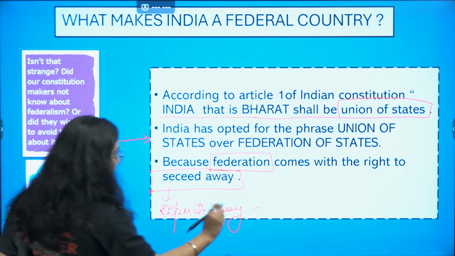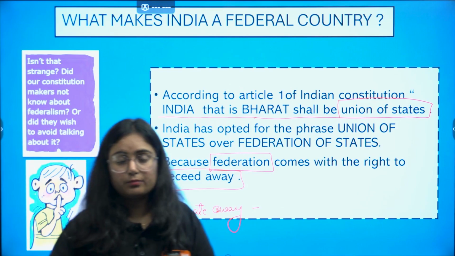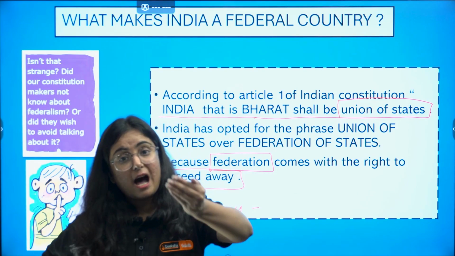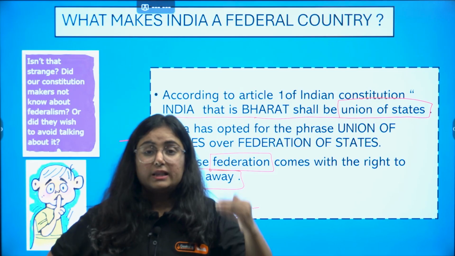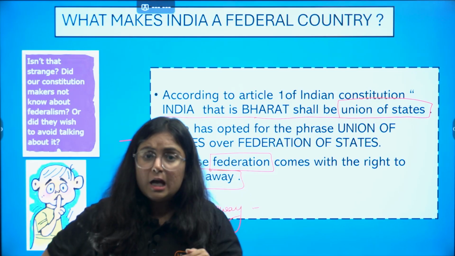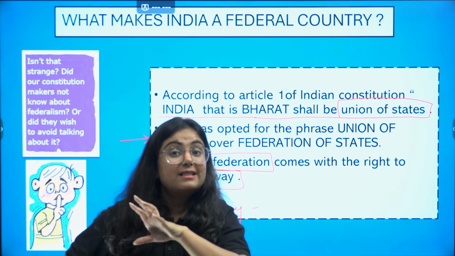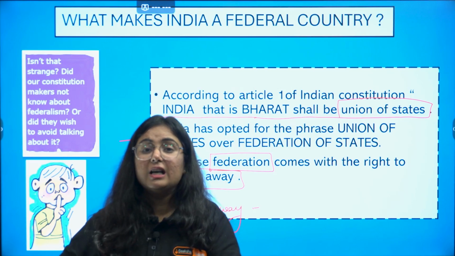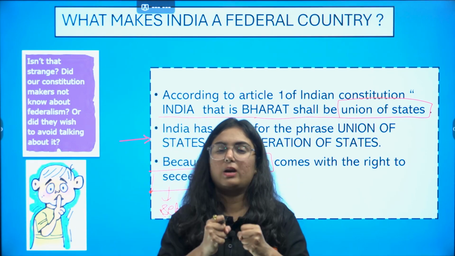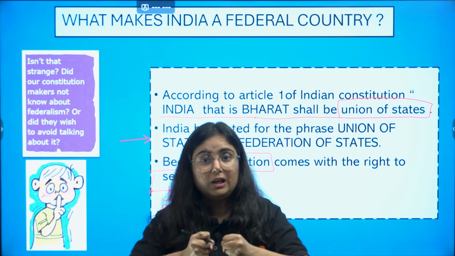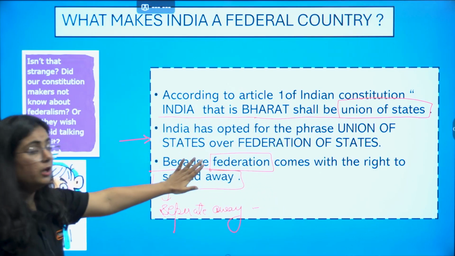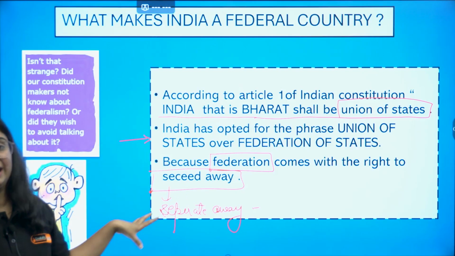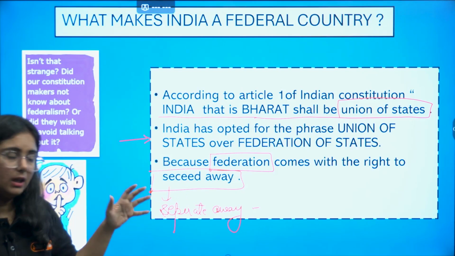For example, if Gujarat or any other state wants to separate from India, they can do it, because they have come together according to their will. They have united according to their will. But we know that in India the situation is different. We are not the result of a coming together federation, rather we are the result of a holding together federation, and we need to hold the states together. Hence we have not opted for the word federation of states, rather we have chosen what? Union of states. Did you get my point?